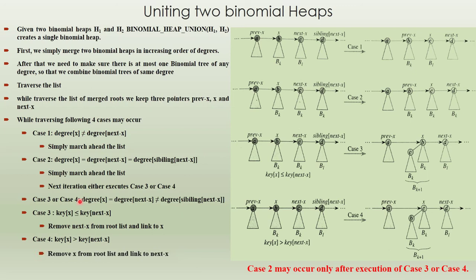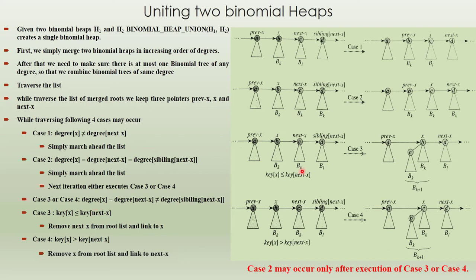So one of the conditions for case 3 and case 4 is degree of x equal to degree of next x, and degree of x not equal to degree of sibling of next x. So for both case 3 and 4, this condition must be satisfied. For case 3, key of x less than or equal to key of next x has to be satisfied. Else condition, key of x greater than key of next x will be satisfied for case 4. So this condition is common for case 3 and case 4, and based on the key value of x and key value of next x, case 3 and 4 will change.